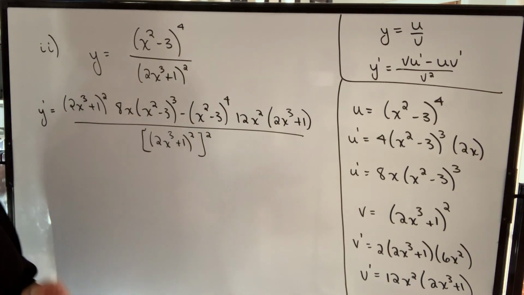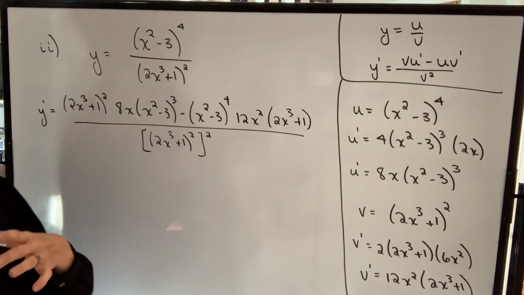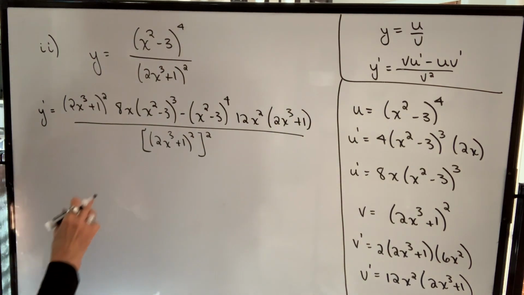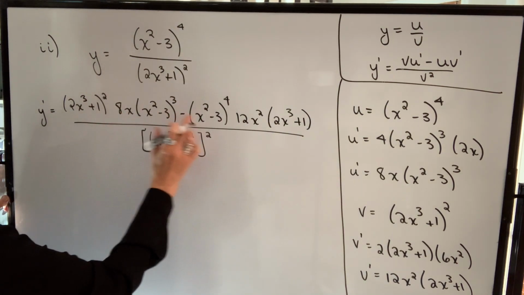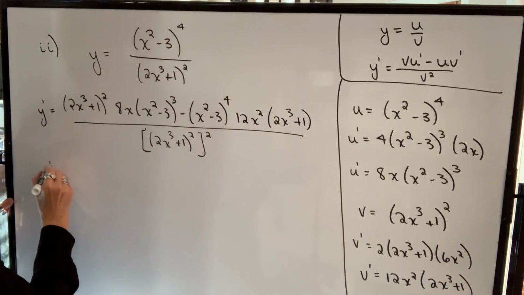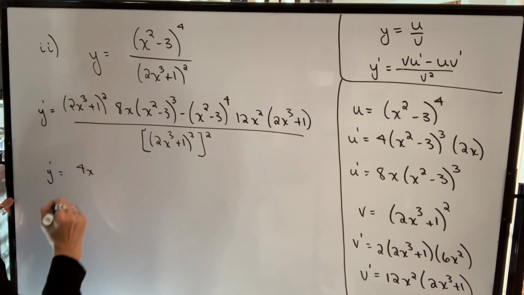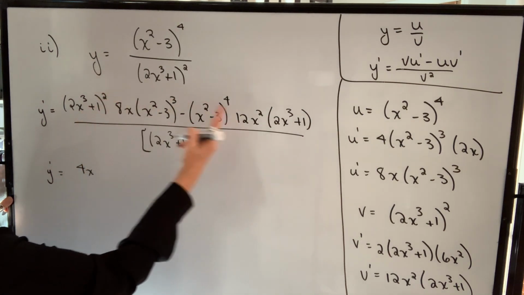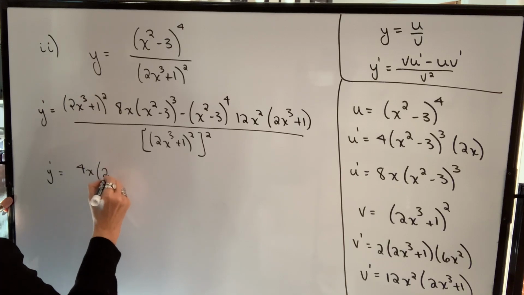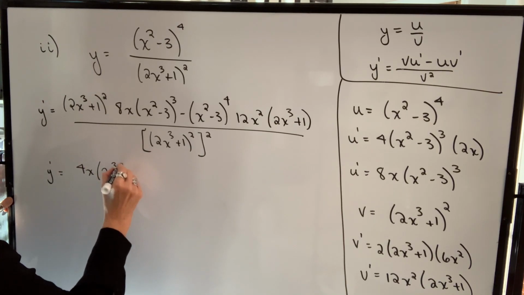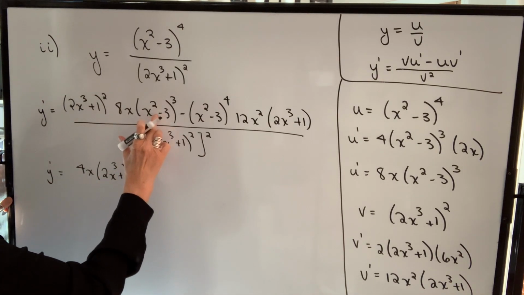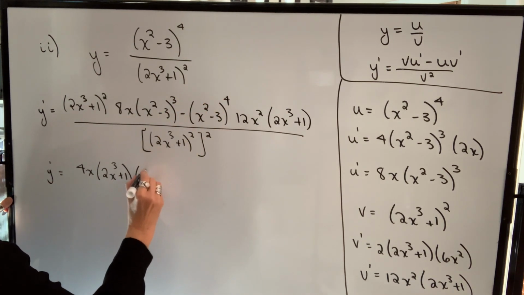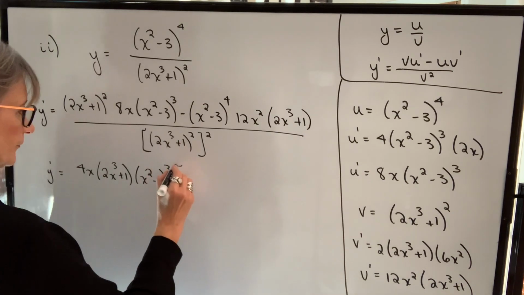Again, in order to simplify the numerator, I need to factor out whatever I can out of both terms, whatever's common to both terms. So let's start with, we've got 8x here and 12x squared here. So let's factor out a 4x out of both. Then I have a (2x cubed plus 1) to the power of 2 here and to the power of 1 there. So I can factor it out to the power of 1. I have an (x squared minus 3) to the power of 3 here and to the power of 4 there. So I can factor out (x squared minus 3) to the power of 3.